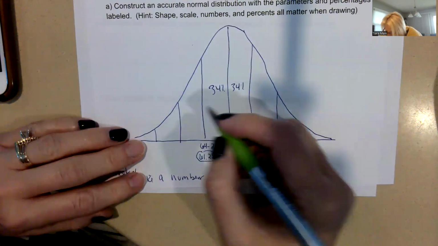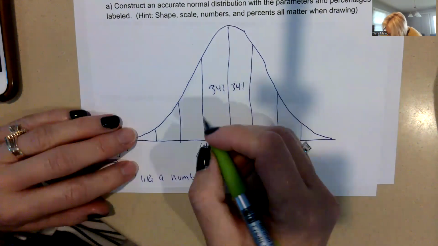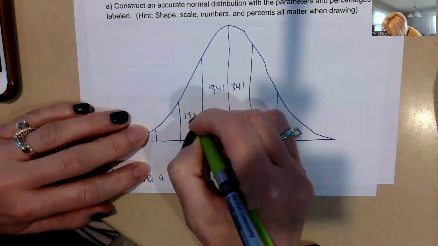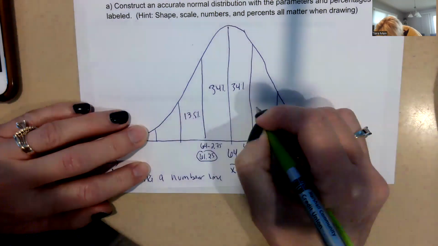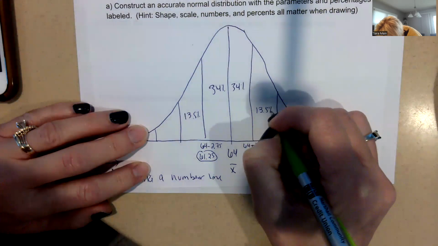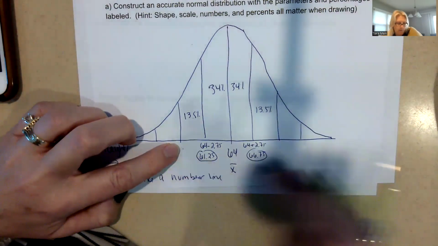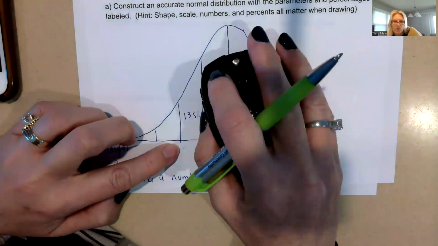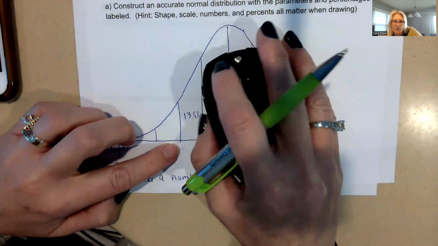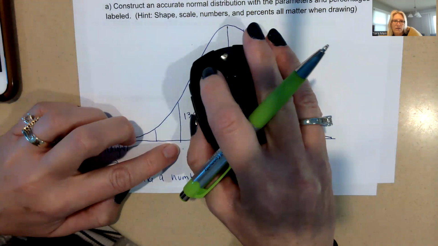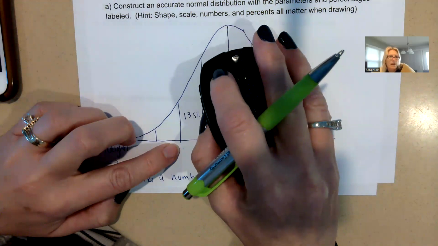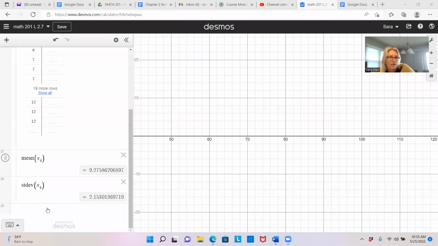Okay, so let's go out another standard deviation. We're going to add 13.5% here, and we're going to add 13.5% here. And we're going to subtract another standard deviation. So let's just go to Desmos for a moment and look at this.